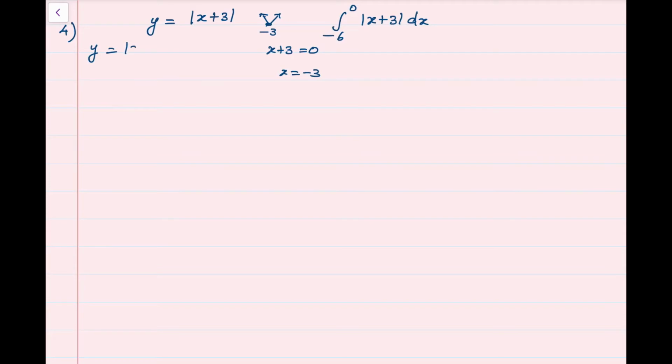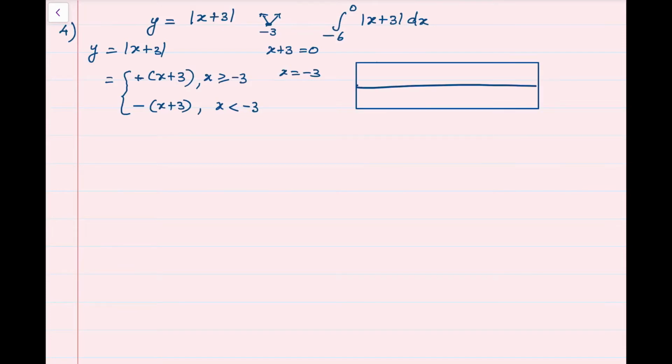Therefore, y is equal to absolute value of x plus 3 can be written as plus x plus 3 when x is greater than or equal to minus 3, and it is minus of x plus 3 for x less than minus 3. Let us draw the table for the absolute value function. We will take the value minus 3 and a few values more than minus 3 and a few values less than minus 3.